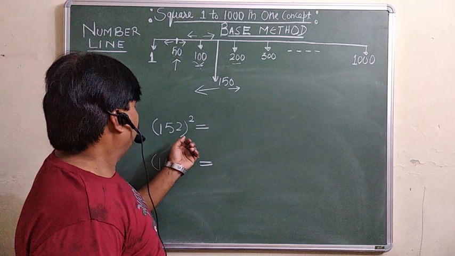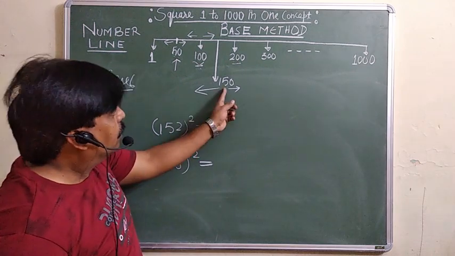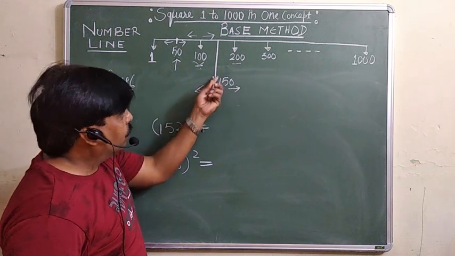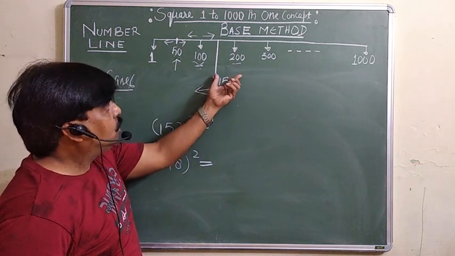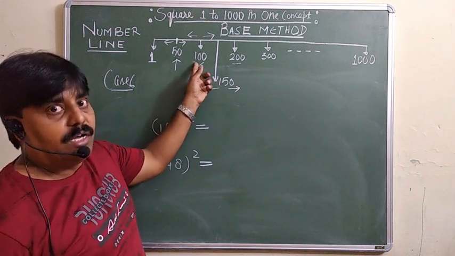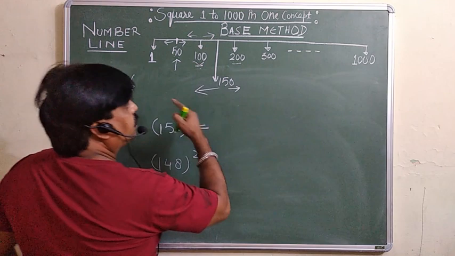Now, in case the number is more than 150 or less than 150, just see, this 150 is 3 over 2 of this 100. Means this is 1.5 times of this 100. So this is the point to keep in mind.